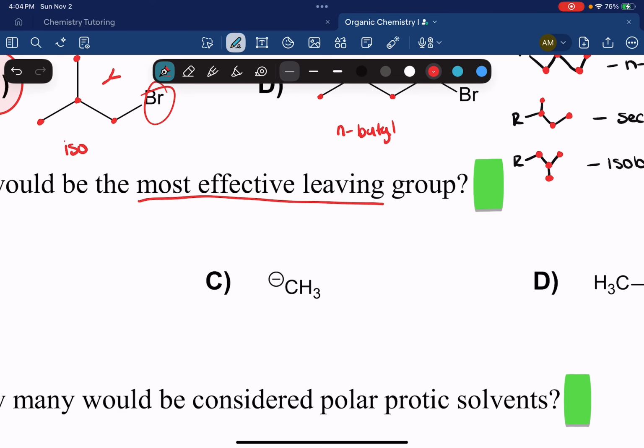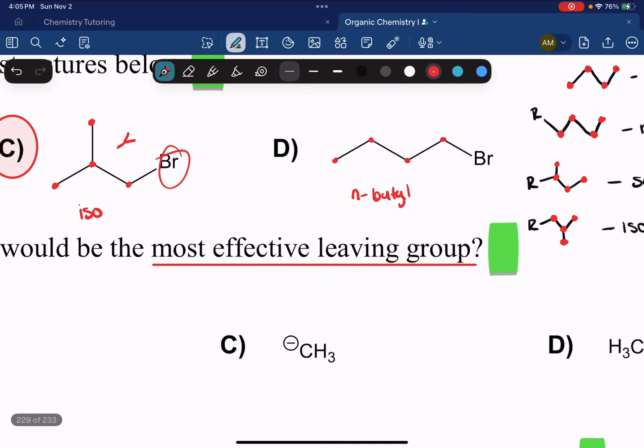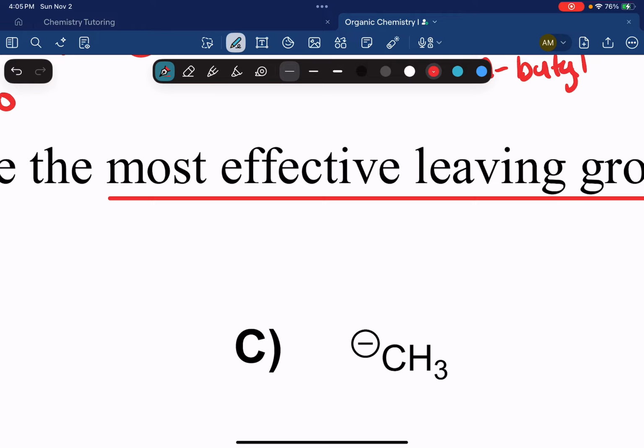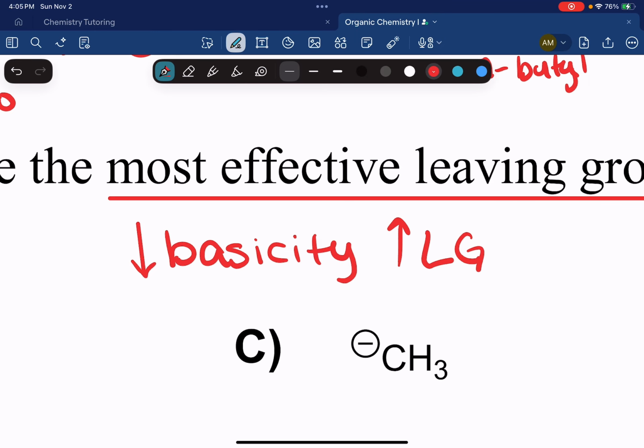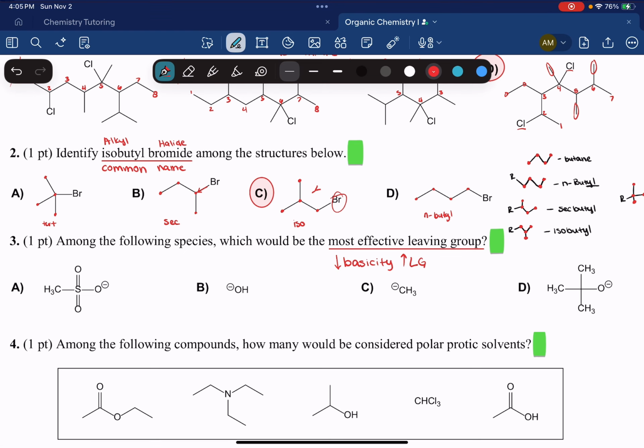We talked about this in the lesson earlier. What is the most effective leaving group? So, it's kind of based on basicity, right? How good of a base it is. I can't spell. But as basicity goes down, leaving group goes up.